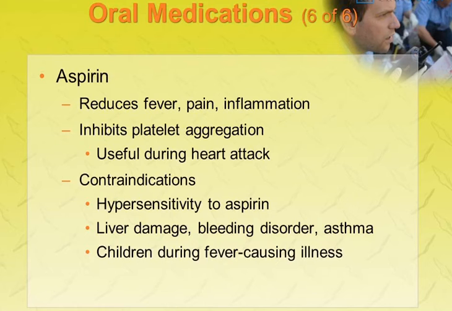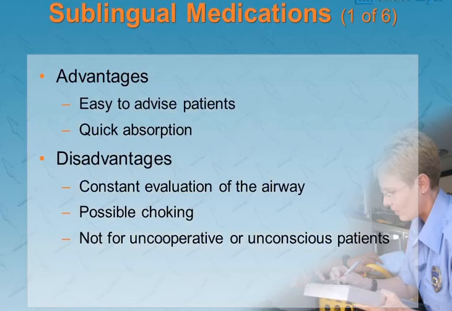Oral medications, 6 of 6. Aspirin reduces fever, pain, inflammation. Inhibits platelet aggregation. Useful during heart attack. Contraindications: hypersensitivity to aspirin, liver damage, bleeding disorder, asthma, and children during fever-causing illness.